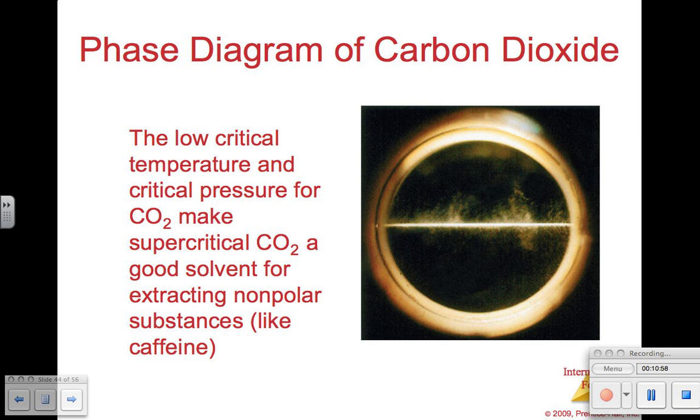And if you think of it, carbon dioxide is also a very cheap substance. So if you're trying to do this process, it can be a really affordable way to extract nonpolar substances that normally would take more expensive solvents or more hazardous substances to dissolve.